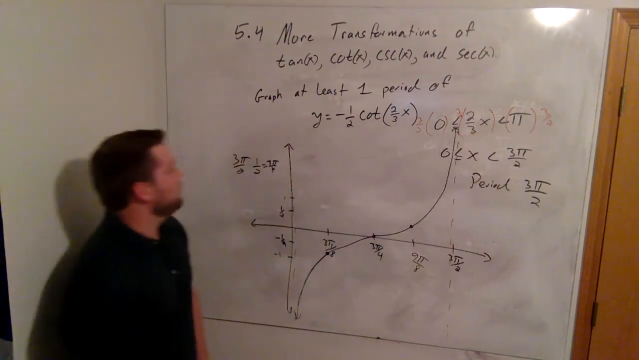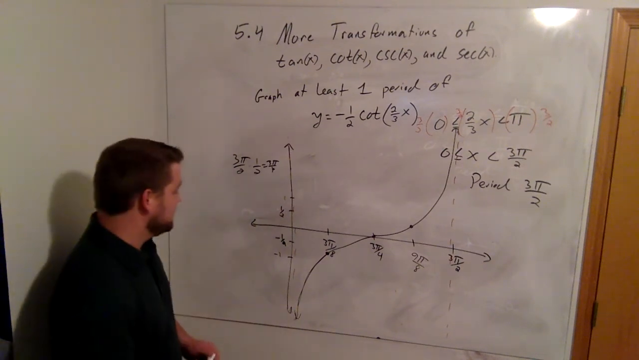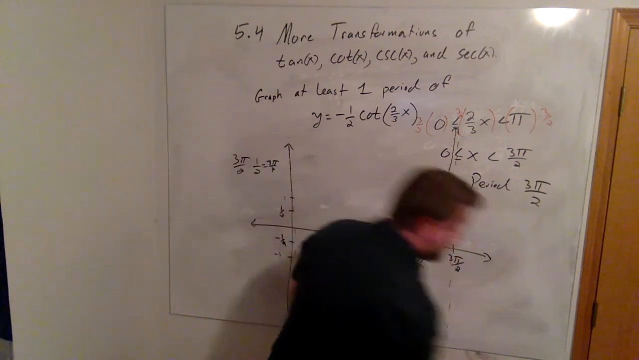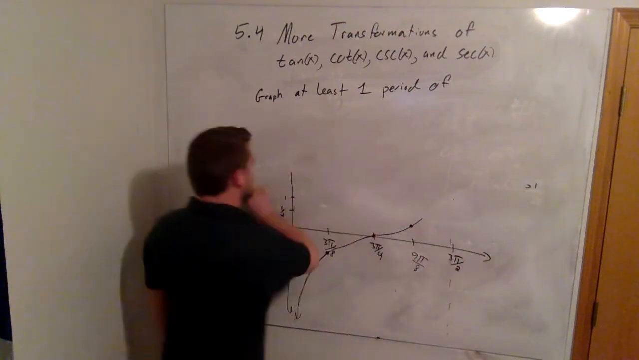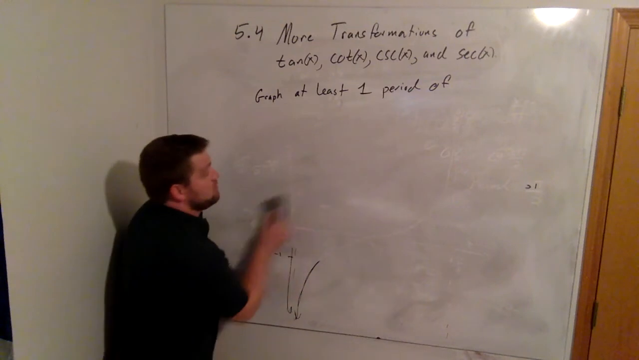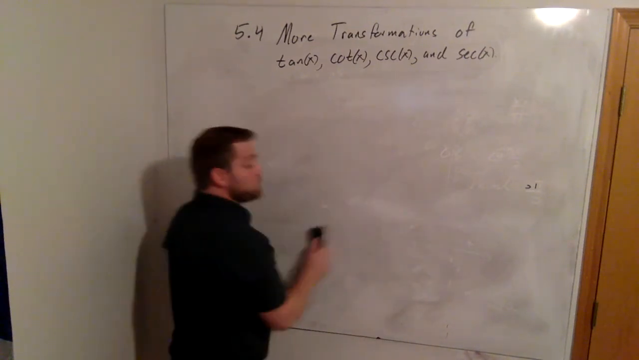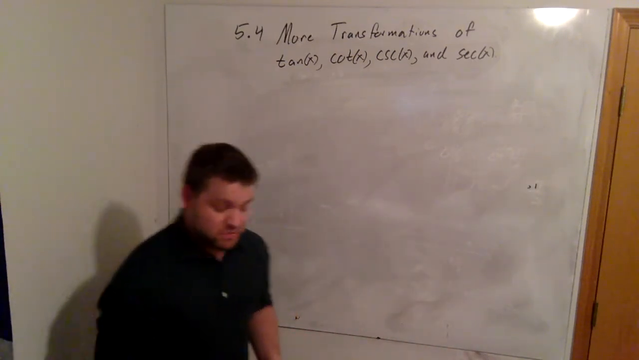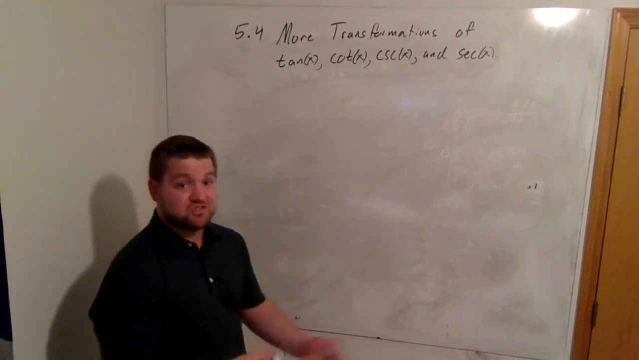And here's a sketch of one period of negative 1/2 cotangent of 2/3 x. Okay, let's do an example of when it's shifted. I'm not going to care too much about graphing the shifted versions of tangent, cotangent, cosecant, and secant, but what I mostly do care about is you being able to recognize from the formula what the period of the function is and how it's been shifted. So let's do a couple examples of recognizing the period and the shift.